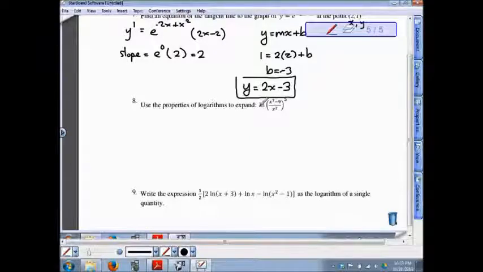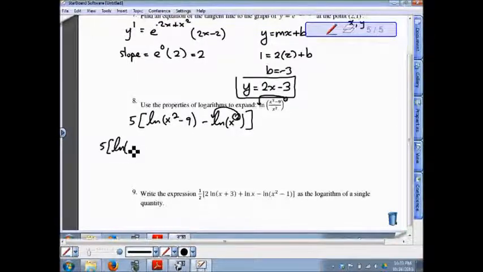Okay, properties of logarithms. There is a quotient that we can expand using subtraction of 2 logarithms, but we have to take care of this exponent before we can expand the quotient. So this 5 is going to drop down in front. And then we can expand using subtraction. And now x squared minus 9 is the difference of squares. And then we can take this 2 and drop it down in front of that logarithm. So we're going to have 5 times the natural log of x minus 3 times x plus 3 minus 2 times the natural log of x.